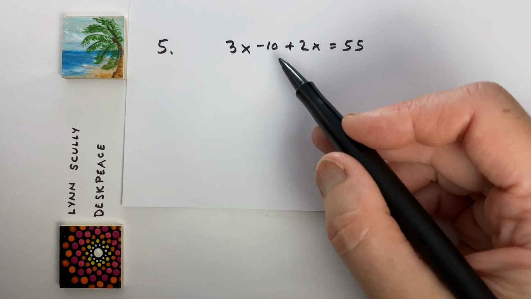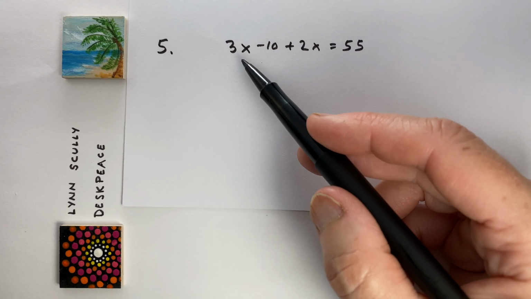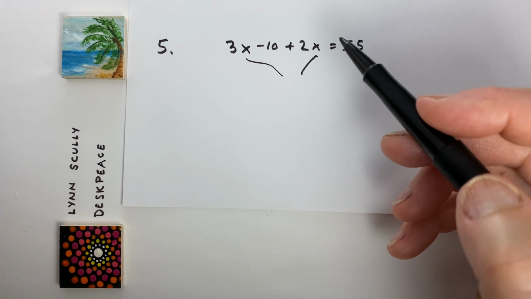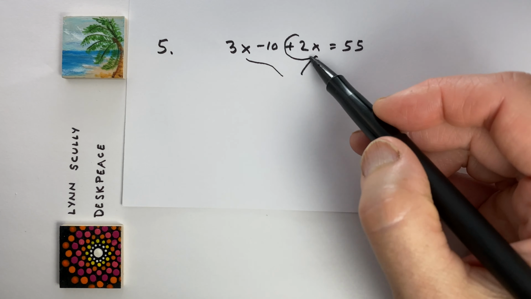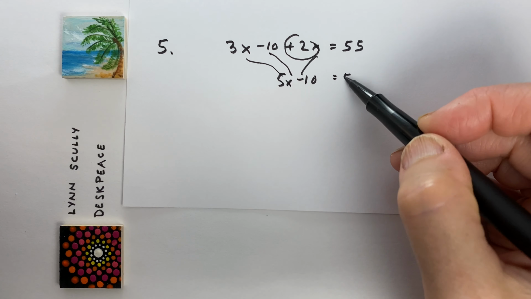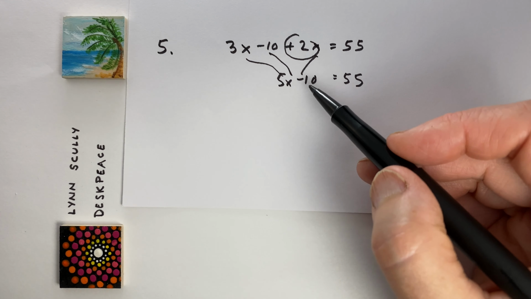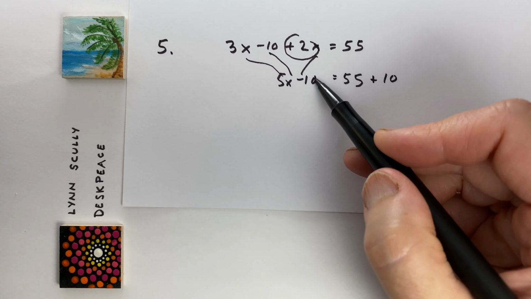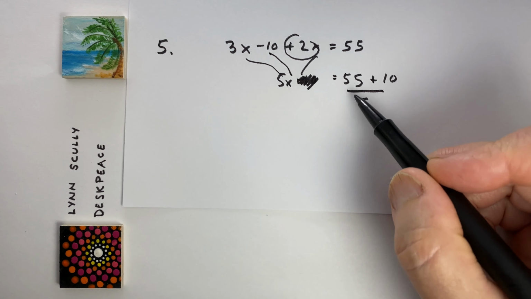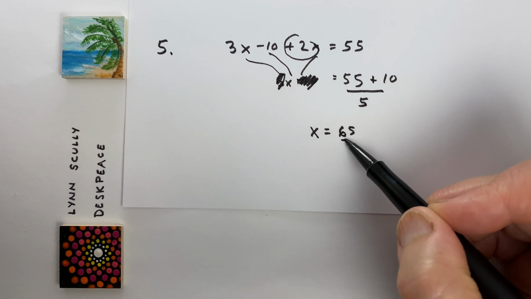Number 5, 3x minus 10 plus 2x equals 55. First, I want to combine my x terms. So I have 3x plus 2x. These guys are alike, so they can combine. 3x plus 2x is 5x. And I still have this minus 10 equals 55. Now I want to get the x alone. First, I'll undo subtraction. 10's attached by subtraction, move it by addition to the other side of the equal sign. 5's attached to x by multiplication, move it by division to the other side of the equal sign. I'm getting x equals 65 over 5.